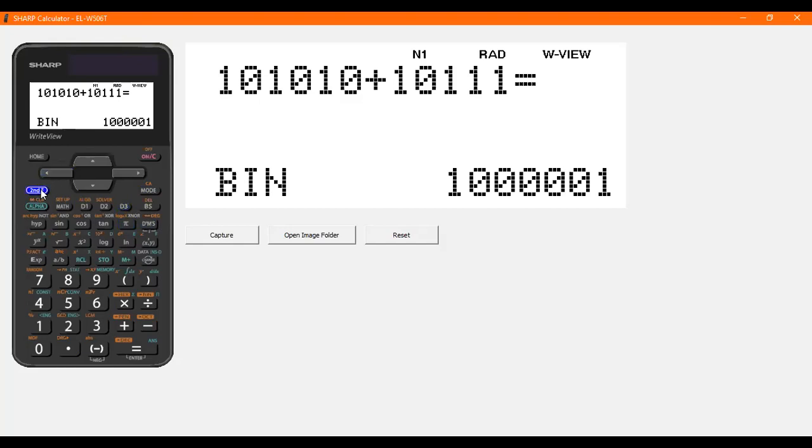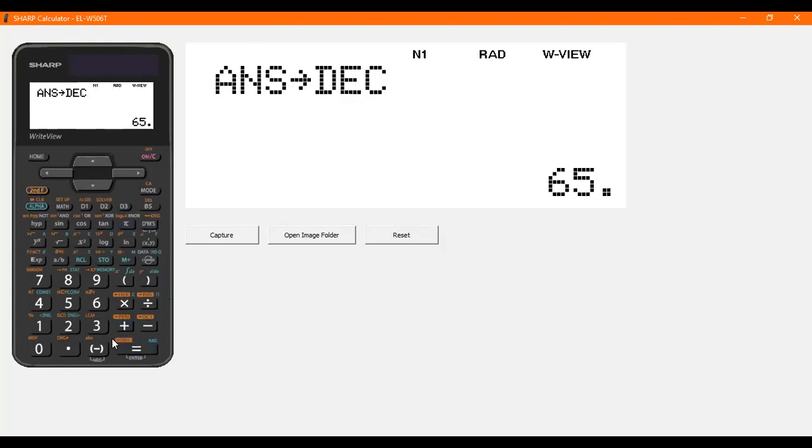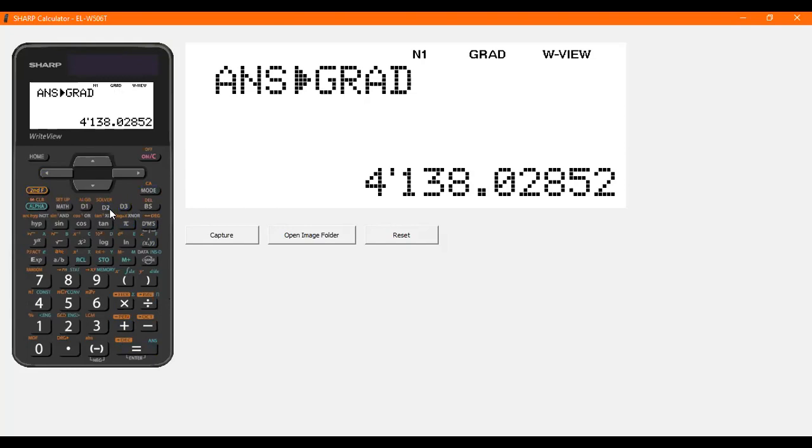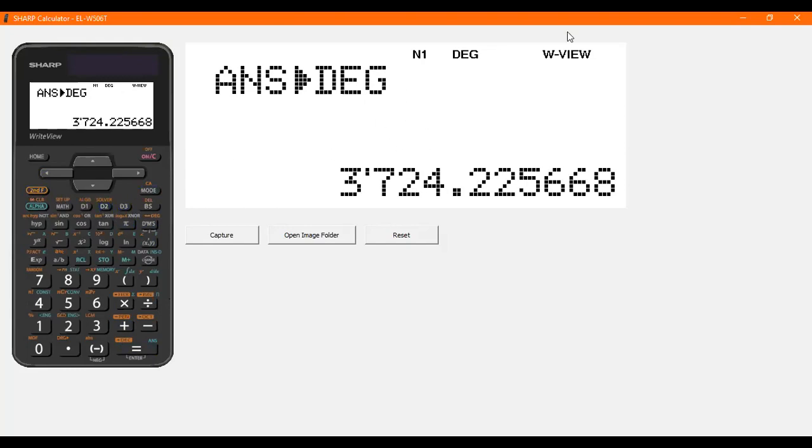So once we are done, we can then convert it back into decimal by saying second function and your equals button. You'll see in orange it says decimal, and then that will give us back the correct answer. Now see, I'm in radians, so let me just change back to degrees as well.